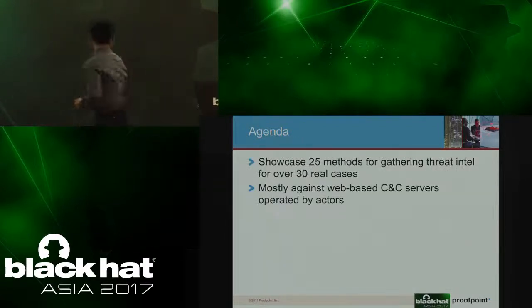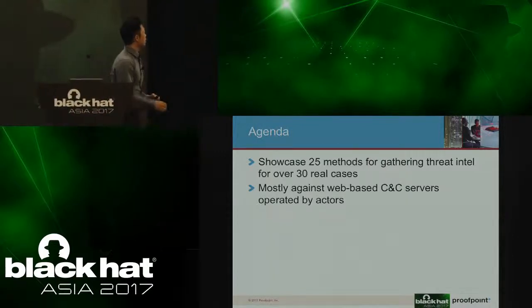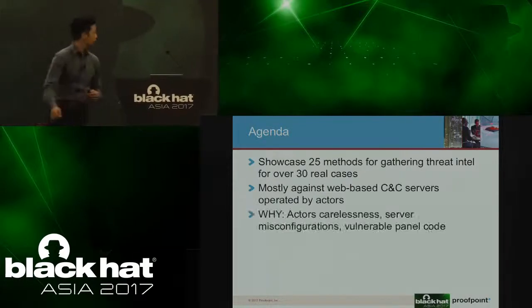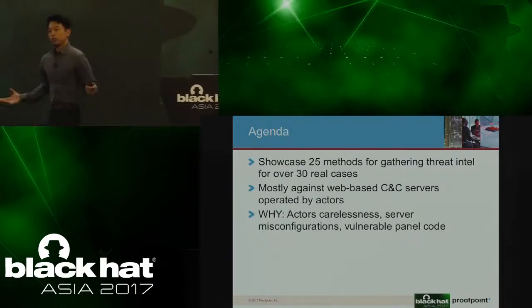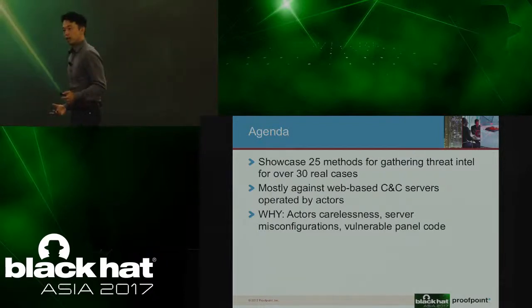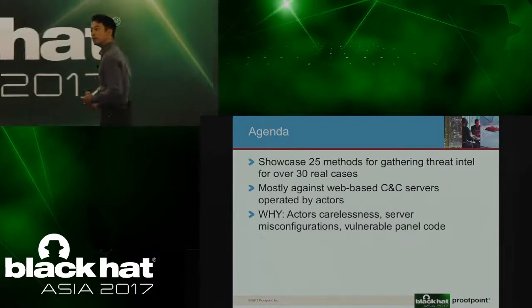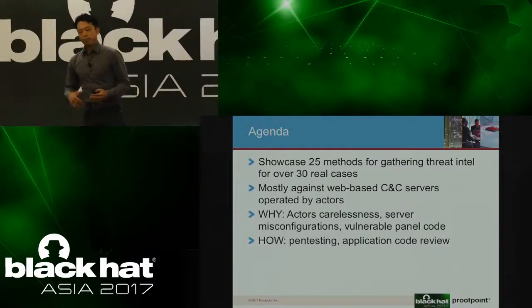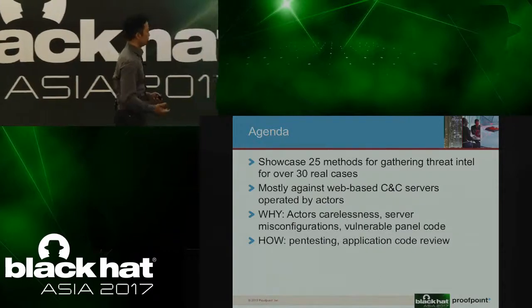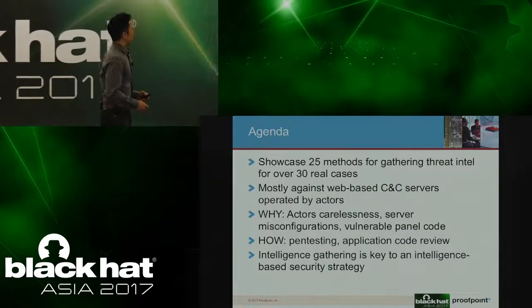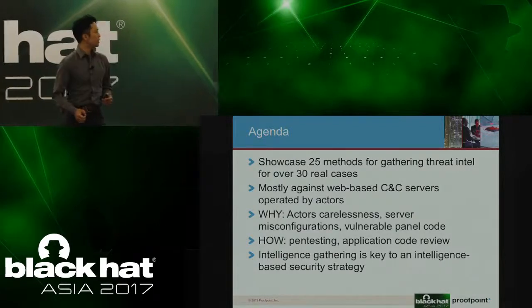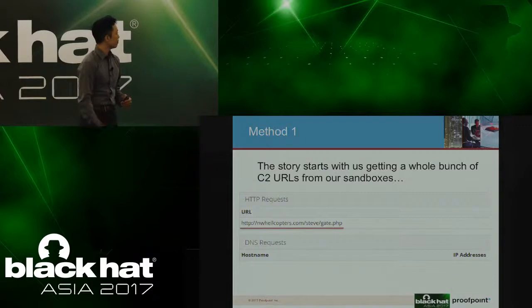We showcase 25 methods for gathering threat intel for over 30 real cases, mostly against web-based command and control servers operated by actors. Why are we able to do it? Because actors are quite careless with their server configuration and with the way they write their code. How do we do it? Pen testing, application code review. And finally, we'll show that intelligence gathering is key to an intelligence-based security strategy and make a conclusion.